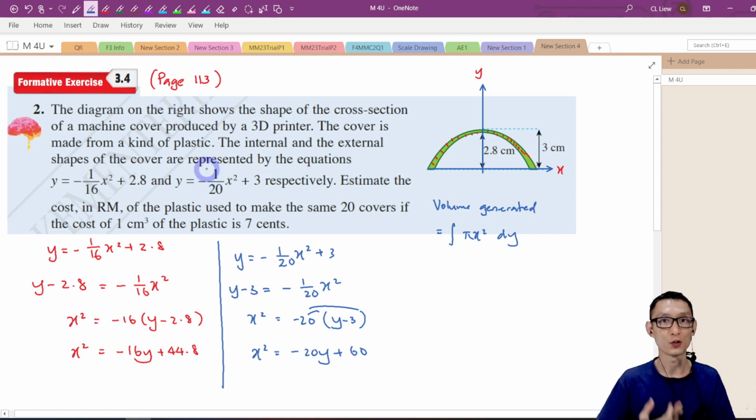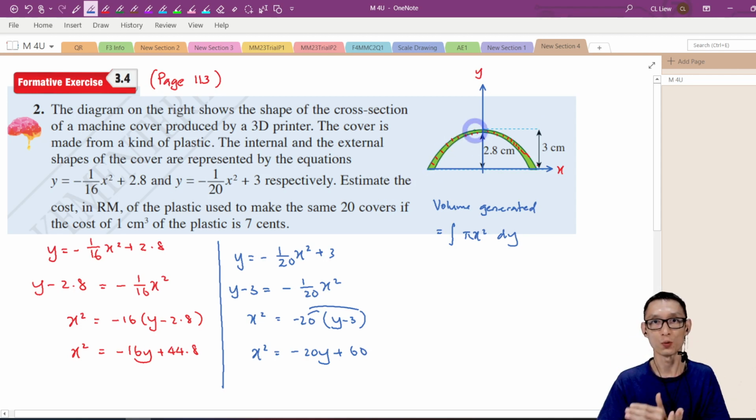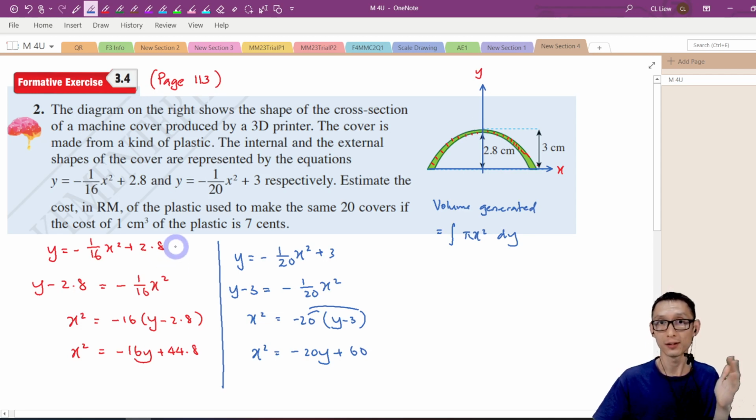Now we can start to find the volume generated. First I'm going to find the volume generated when the outside curve is rotated completely about the y-axis, and then I'm going to find the volume generated for the second curve, the inside one, rotated 360 degrees about the y-axis, and then we take the larger one minus the smaller one. We will be able to get the volume needed to create a plastic cover.